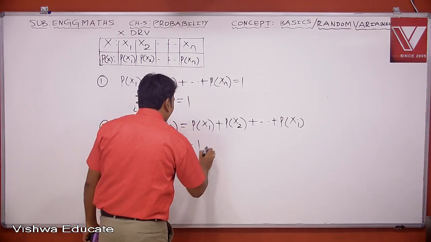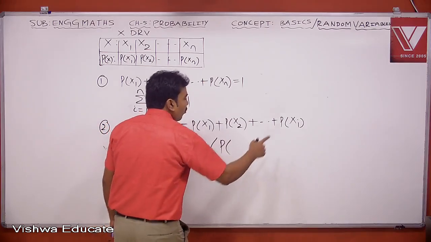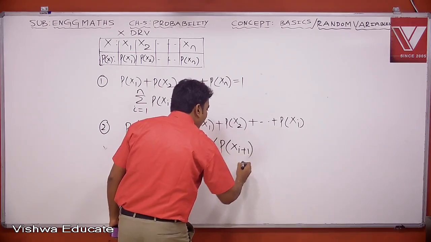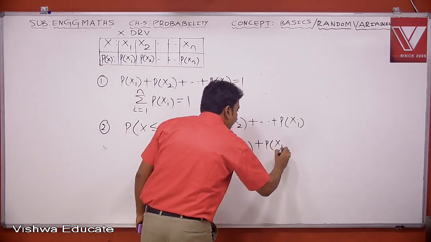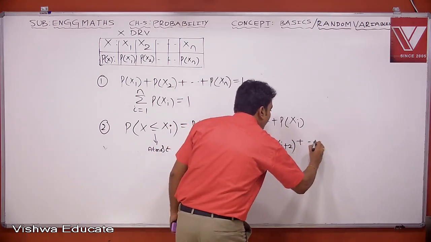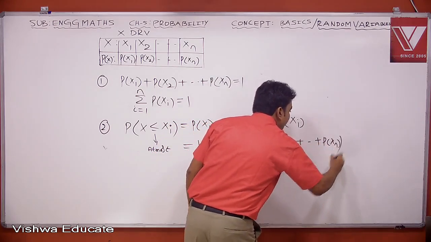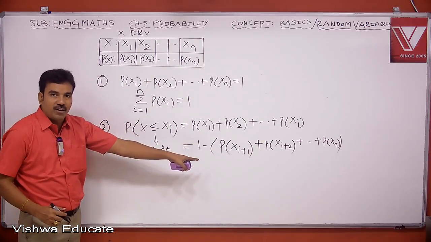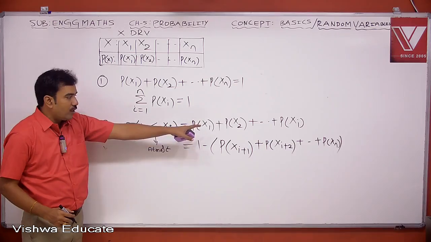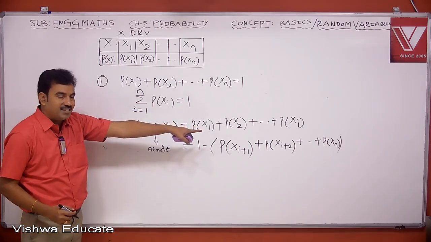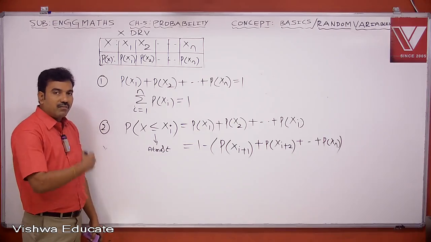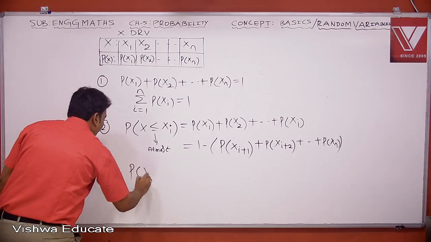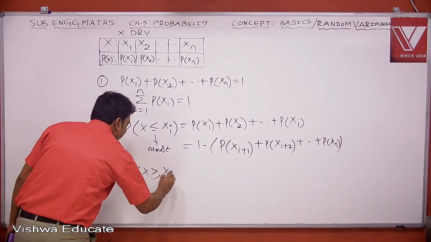This is nothing but 1 minus of p of, what is the sample point after xi? xi plus 1. So 1 minus of p of xi plus 1, p of xi plus 2 plus and so on plus p of xn. This result we get only because the sum of all probabilities is 1. Therefore p of x1 plus p of x2 and so on plus p of xi is 1 minus the probabilities of the remaining sample points.